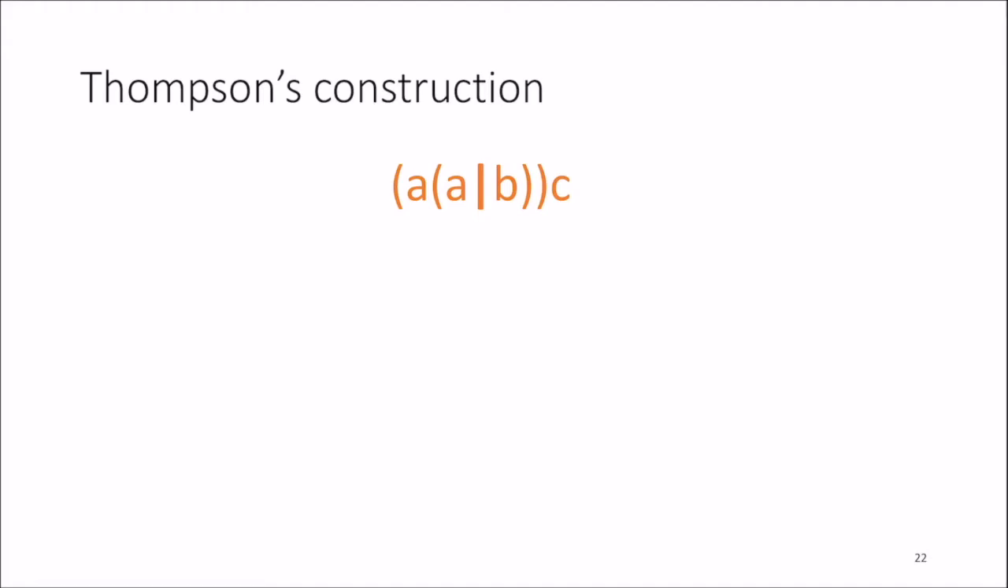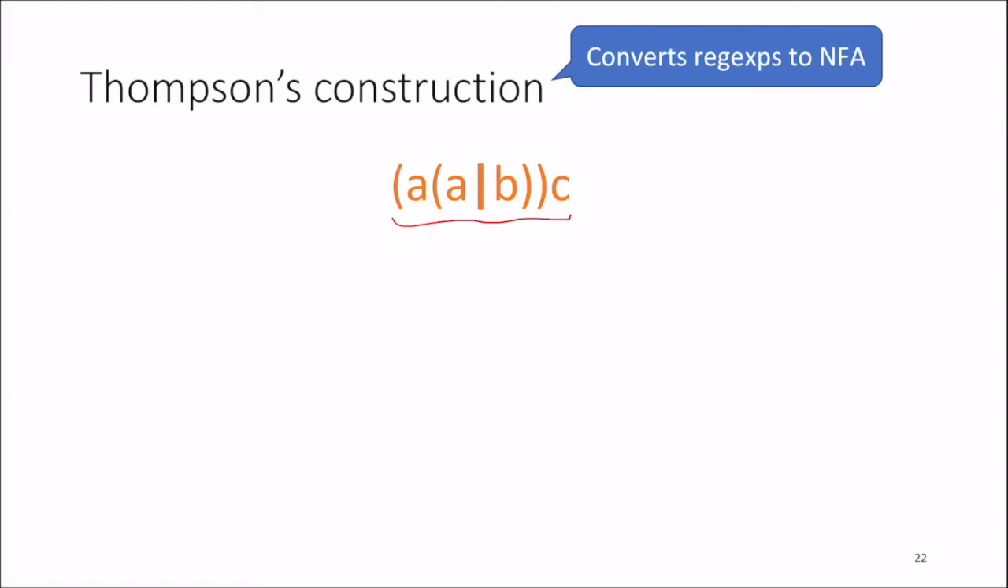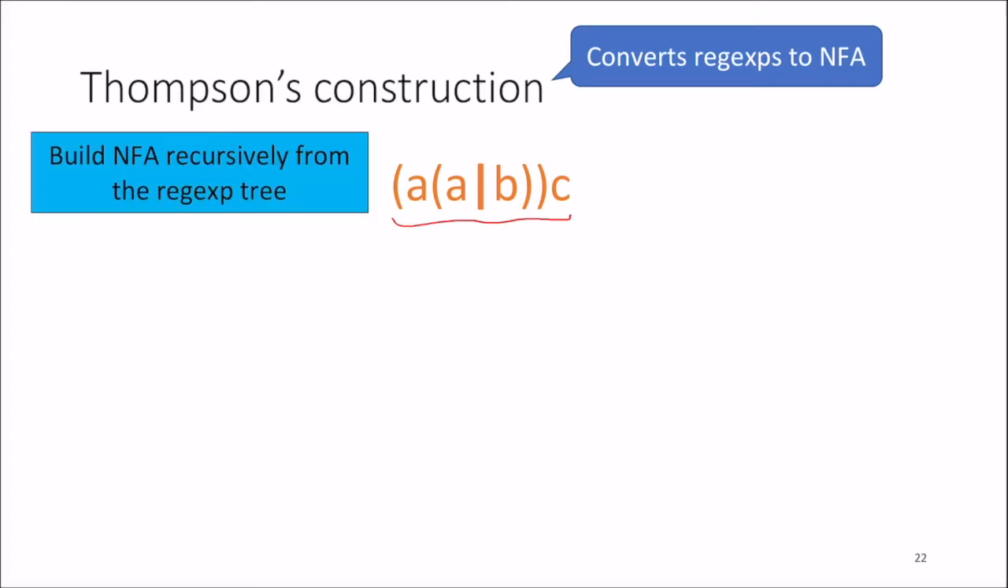That's the reason why we spent some time talking about how regular expressions are in fact trees, because for every regular expression, once you disambiguate it using precedence and associativity, you can think of it as a tree structure, right? So Thompson's construction is going to take a regular expression, and the input it gets is not a string but a tree structure, and converts it to an NFA. So we're going to build the NFA recursively from the regular expression tree.